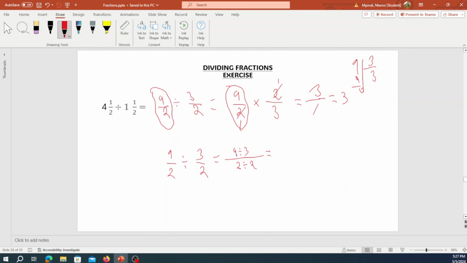So 9 divided by 3 equals what? Equals 3. 2 divided by 2 equals what? 1. And 3 divided by 1 equals what? 3. Same answer as the one you get here. But be careful, okay? Be careful.